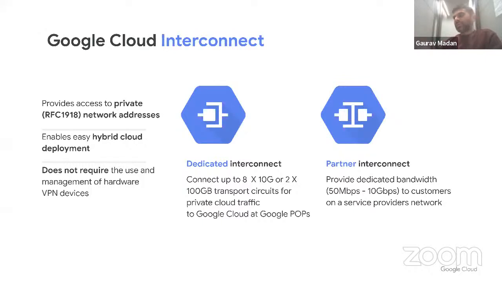Let me put some light on what this means. Partner interconnect is when you have a data center, let's say in a remote location, and you want to connect to GCP. You say that I'm not in the business of telecom. I can't lay a fiber from my data center to the GCP location. I will bring in a partner in the middle.